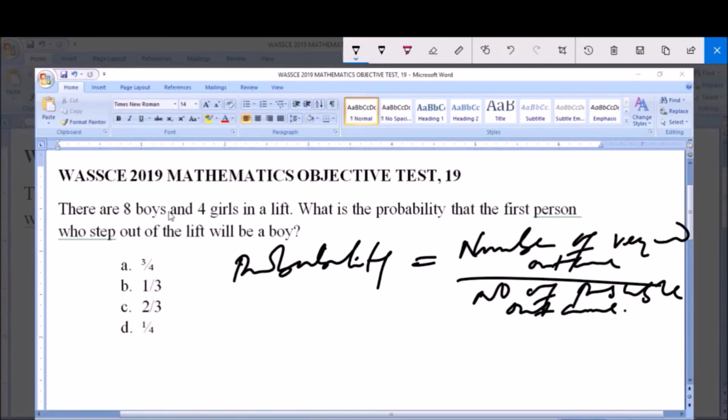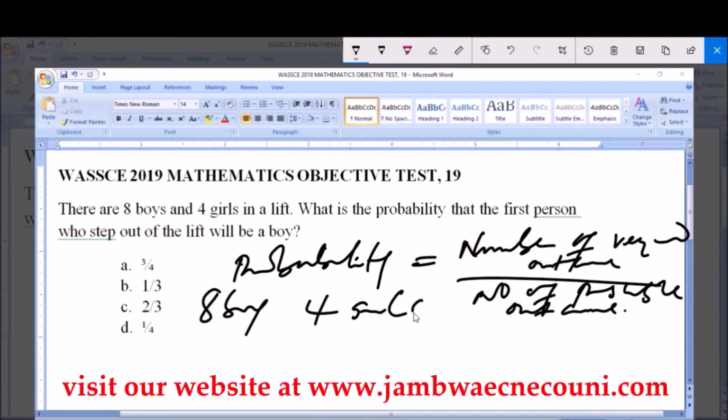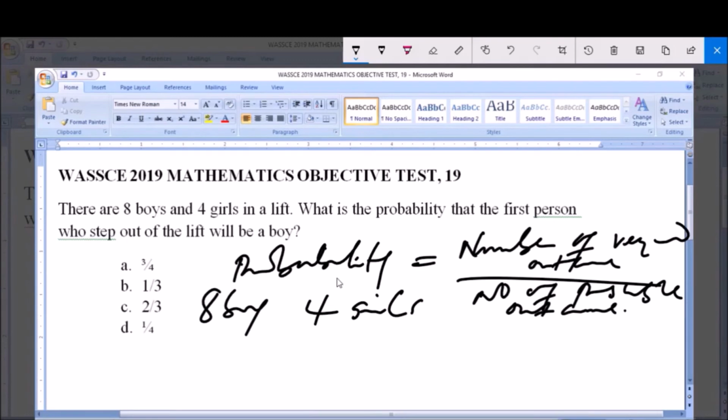Now in this particular question it says 8 boys and 4 girls. And what's the total number of pupils or students in this particular lift? The total number will be 8 plus 4, that's 12. 12 is the total number. Now that's the number of possible outcomes. Now each of them, there's a probability that each of them can step out of the lift.